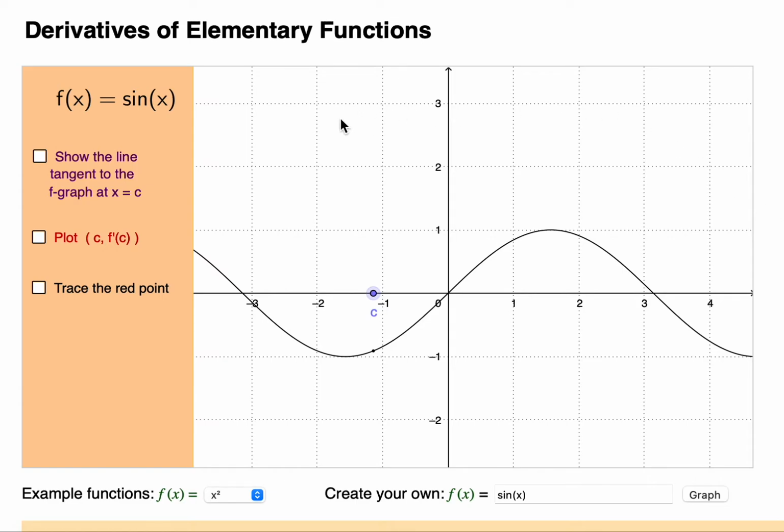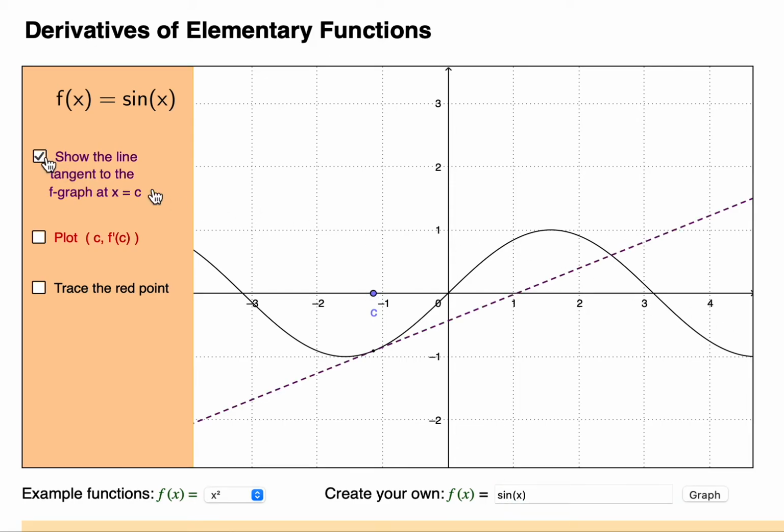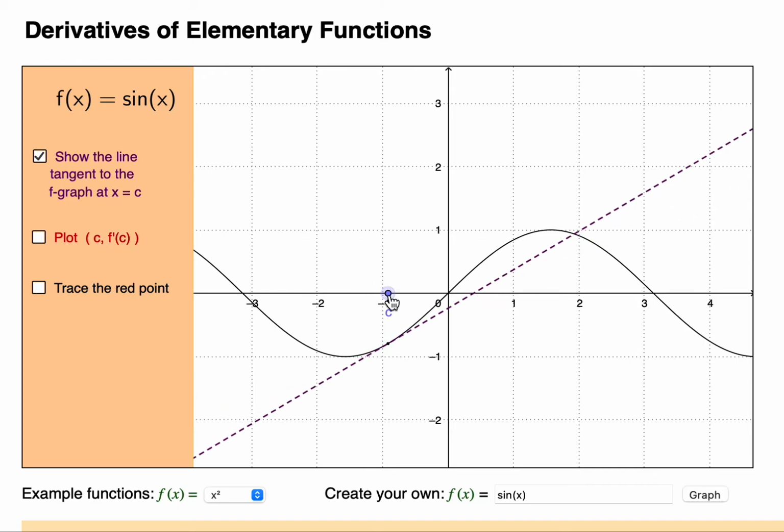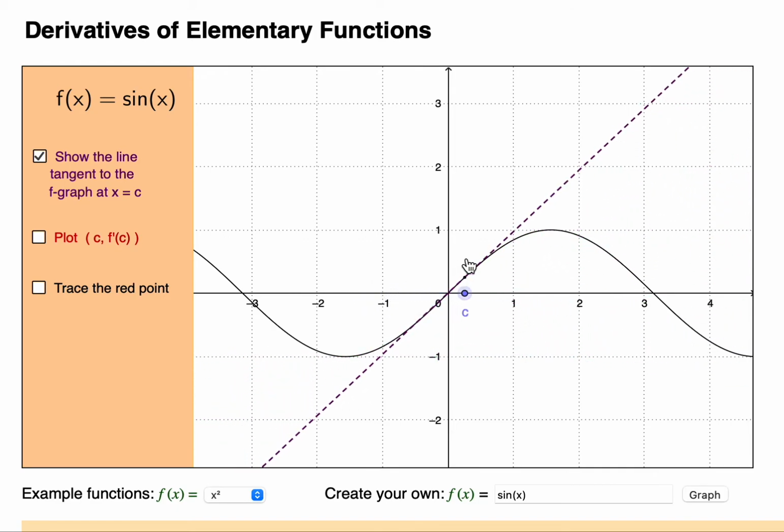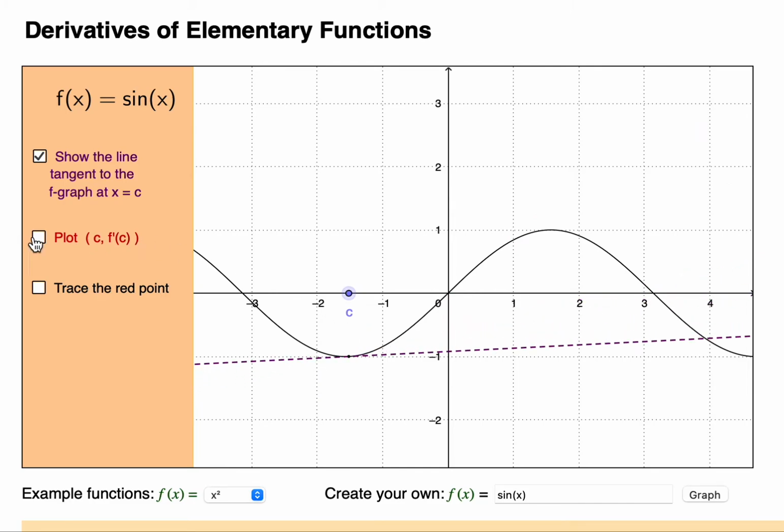In this example here, we've plotted out sine x. So this is the graph of sine x. And what we're going to do is draw in our tangent line here, and we're going to have this applet trace out the actual slope values of this tangent line. So we can see that, and we'll get it to trace it out.